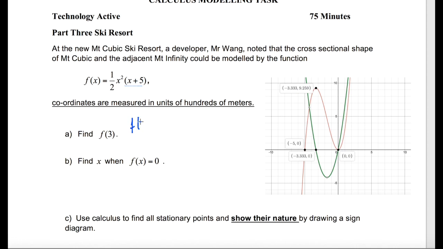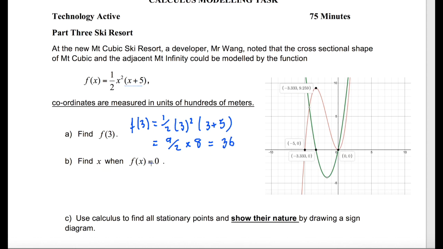f of 3 is equal to a half times 3 squared times (3 plus 5). A half of 9 is 9 on 2, times 8. 9 times 8 is 72, divided by 2 is 36.